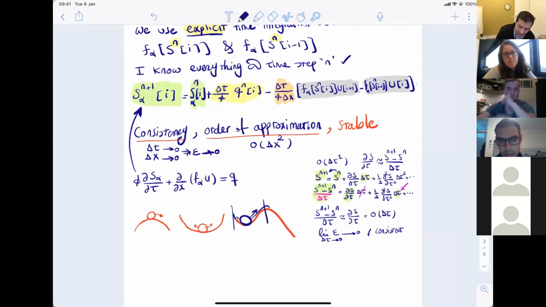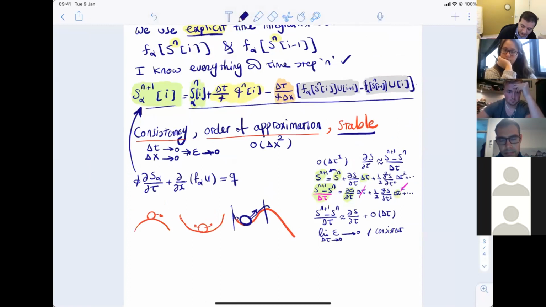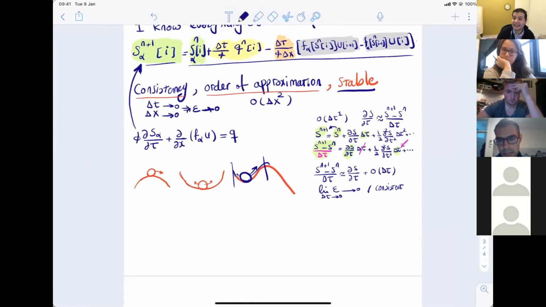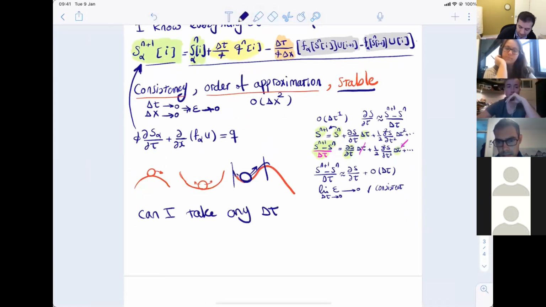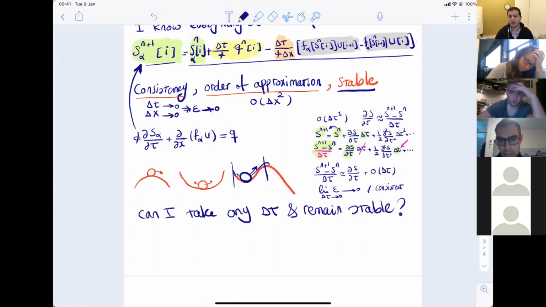Now, stability comes with error propagation over time. And that's why we did not study that for incompressible flow, because it was elliptic. There was no time there. Here, we have time dependency. My question is this: can I take any delta t and remain stable with this formula?